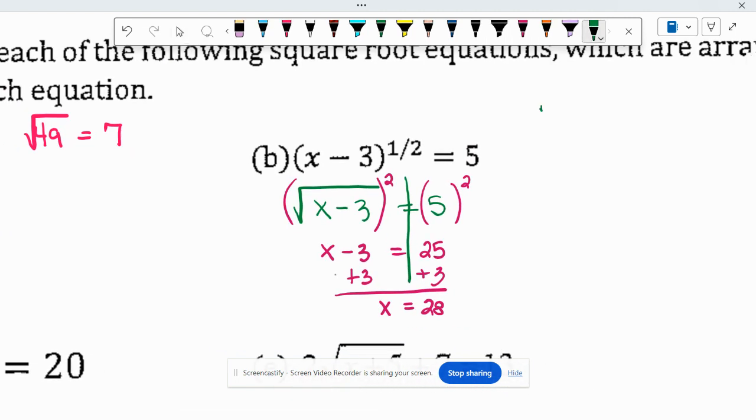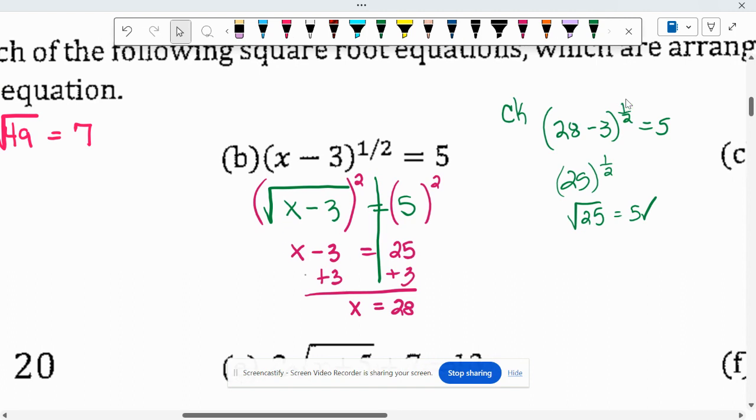We have to check this. So let's check. So 28 minus 3 to the 1/2 power equals 5. Well, what is 28 minus 3? It's 25. And 25 to the 1/2 power is the same thing as saying the square root of 25. And is the square root of 25 5? Yes. Are we good with that? Okay.